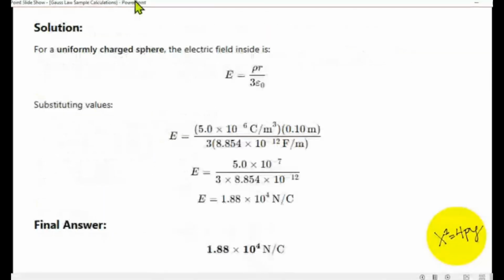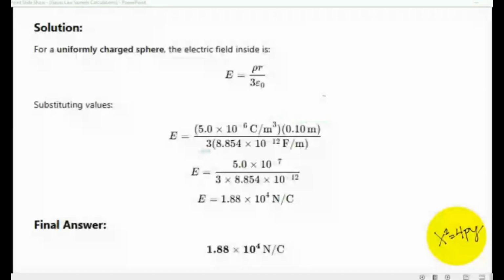So for the uniformly charged sphere, the electric field is given by this formula: the electric field equals the charge density times the distance from the center, over 3 times the permittivity of free space. So we have the charge density that is given in the problem, the distance from the center of 0.10 meters, then 3, then the permittivity of free space, which is a constant.